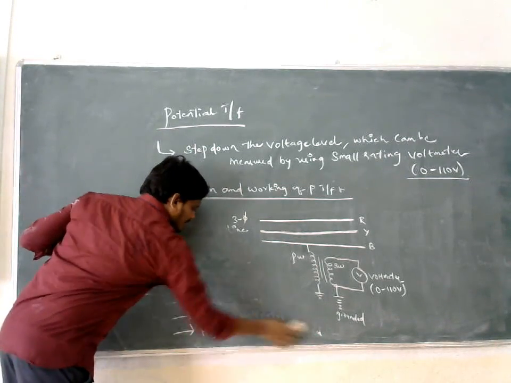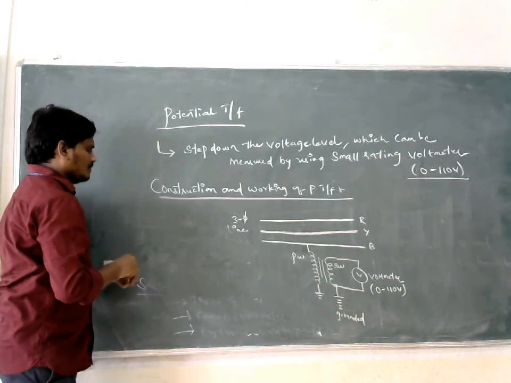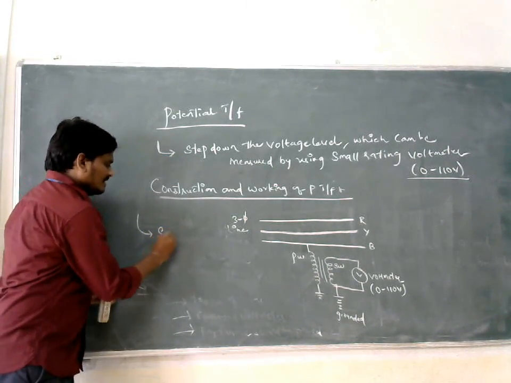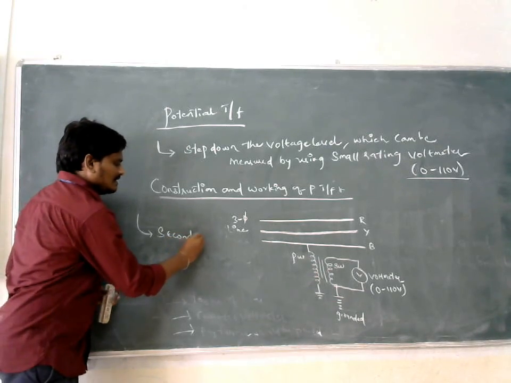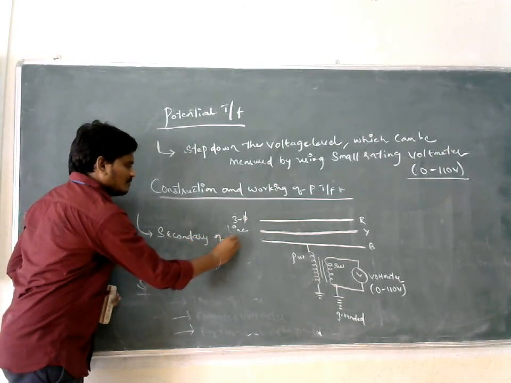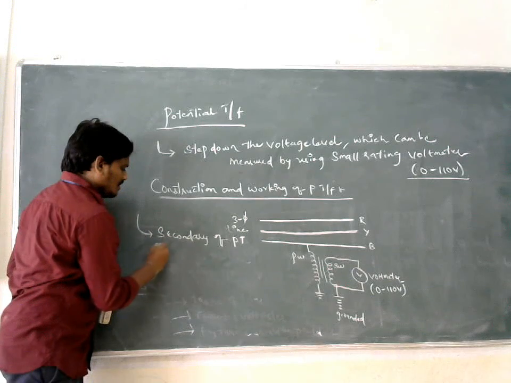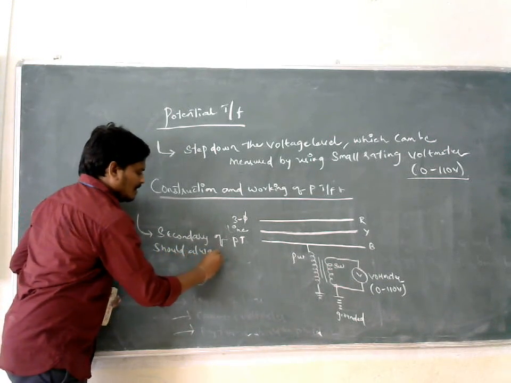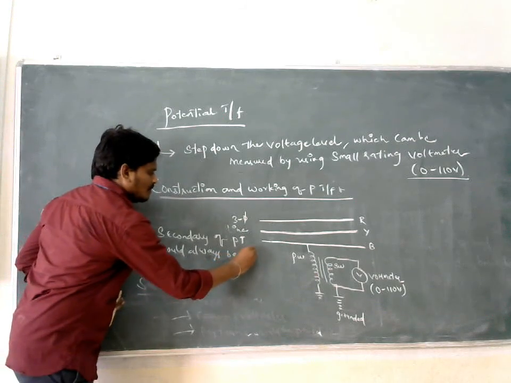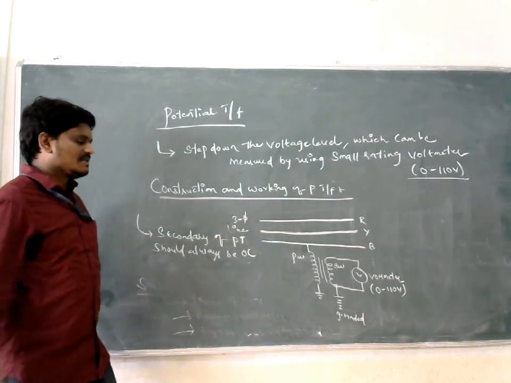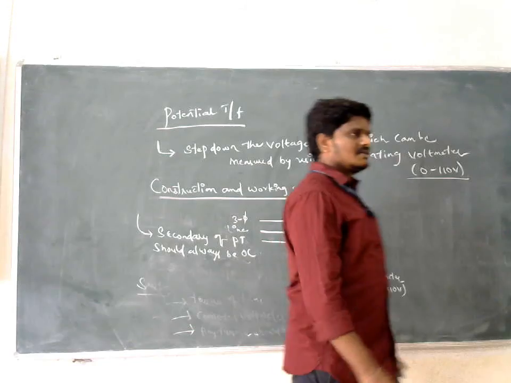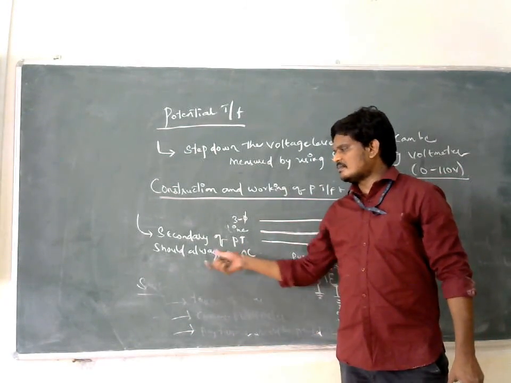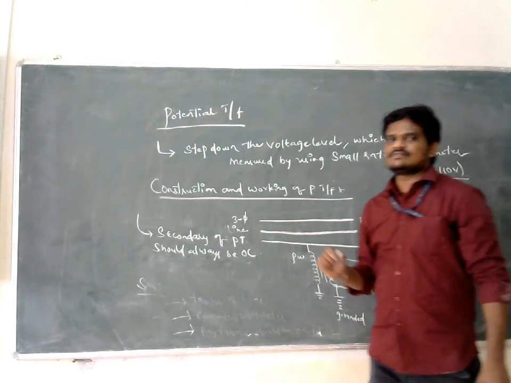Now coming to the next important point regarding the potential transformer. The secondary of a potential transformer should always be open circuited. This is an important point. The secondary winding of a potential transformer should always be open circuited.